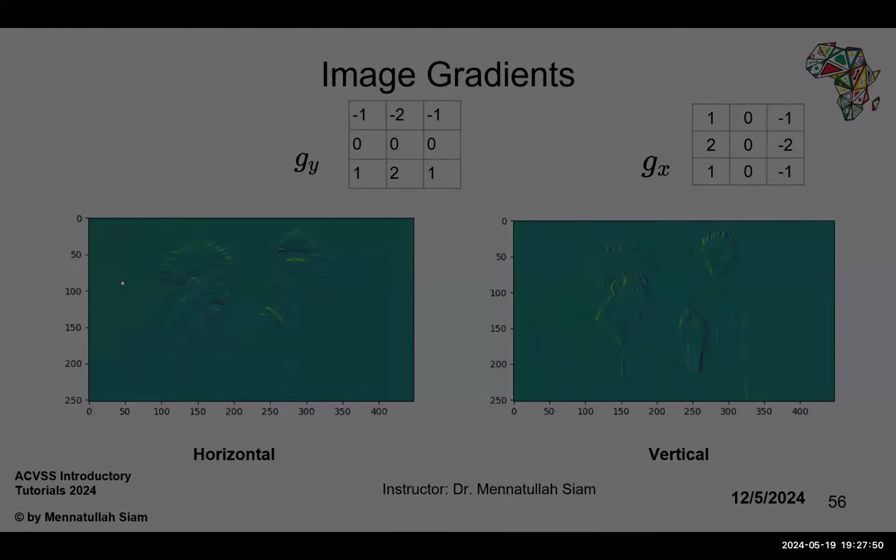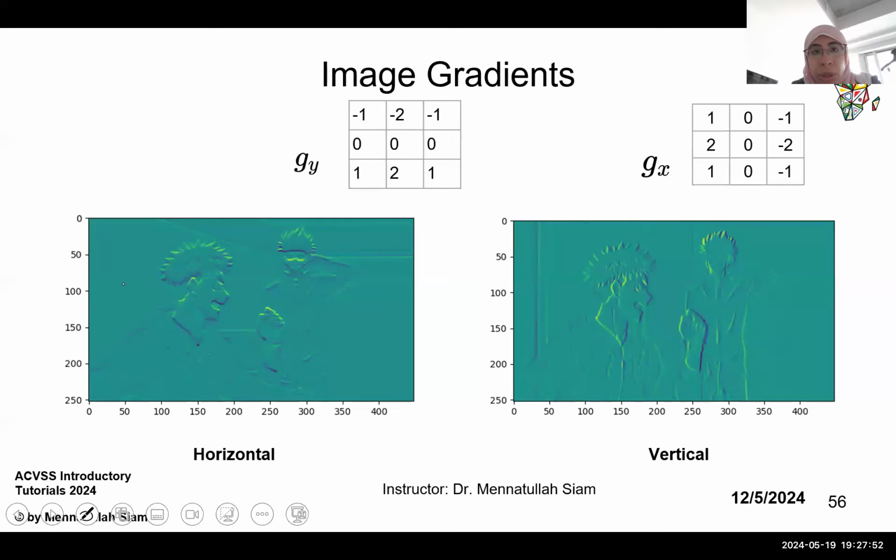If I do this on an image, this detects a change in the Y direction, but it gets us the horizontal edges. You see that the horizontal edges are emphasized, while the vertical edges do not exist here.